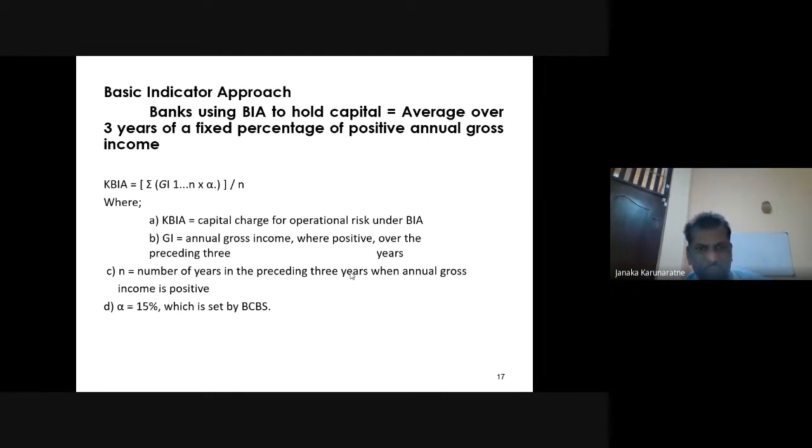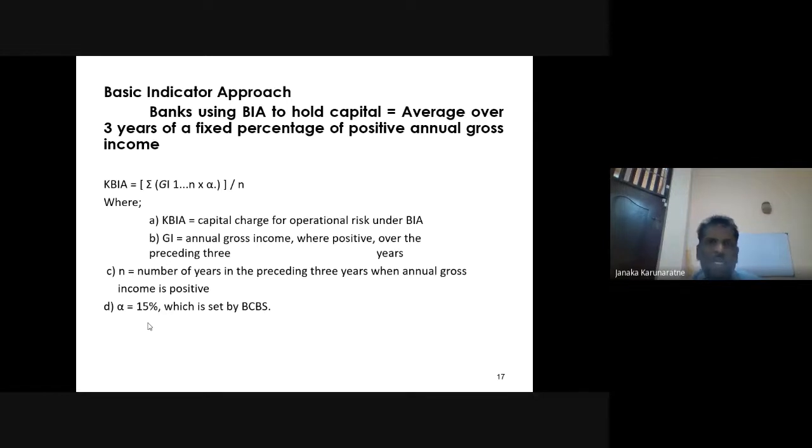So, what is the basic indicator approach? Under the basic indicator approach, the capital a bank should hold to cover operational risk is defined as the average over 3 years of a fixed percentage of positive annual gross income. This fixed percentage is given as 15%. So basically, you take the past complete 3 years where your annual gross income is positive, take that average and multiply by 15%.